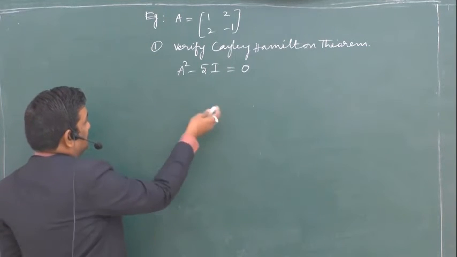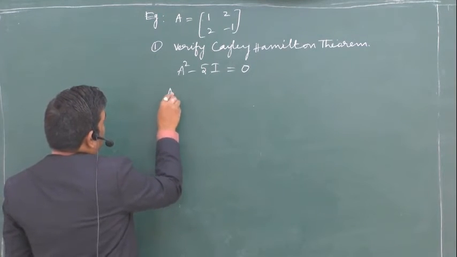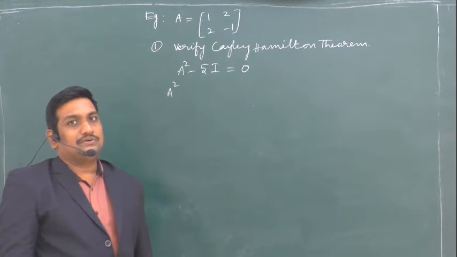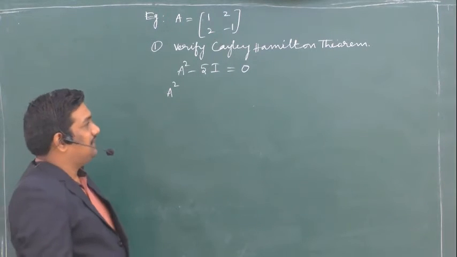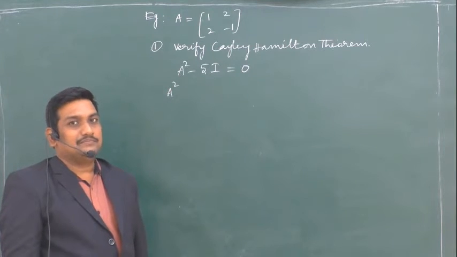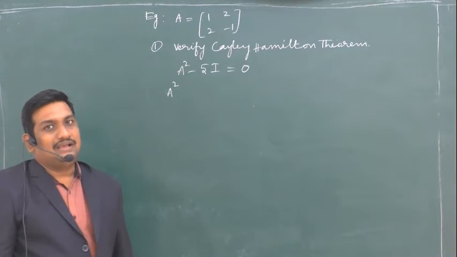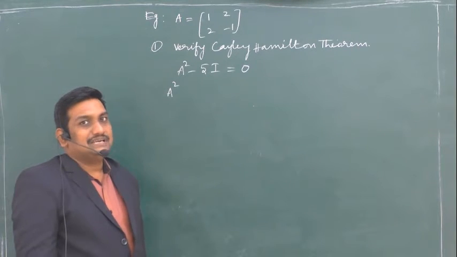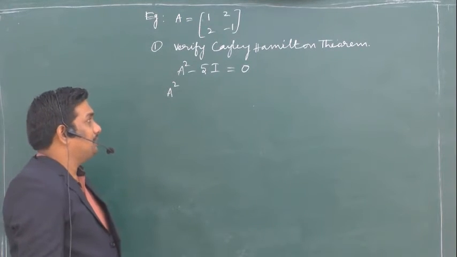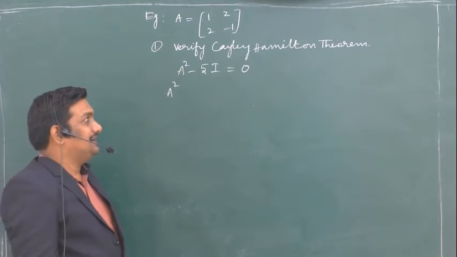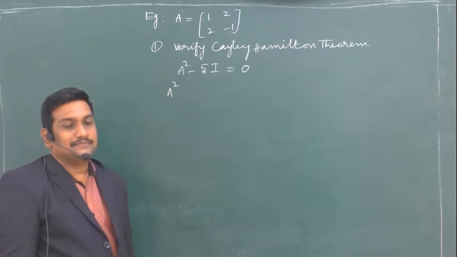Okay, first you need to compute A square. In order to find A square minus 5I, you need to compute A square. A square can be calculated manually, or it can be calculated using a scientific calculator. First let us see the steps for how to find A square using a calculator.